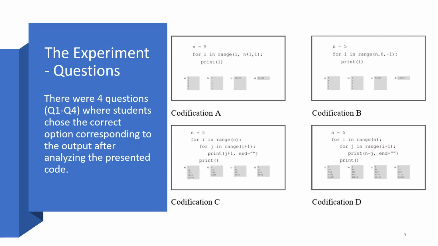Here we have the four conditions: Condition A, B, C, and D. A is an increasing for loop. B is a decreasing for loop. C and D are also an increasing and a decreasing for loop, but in that case we have two for loops.